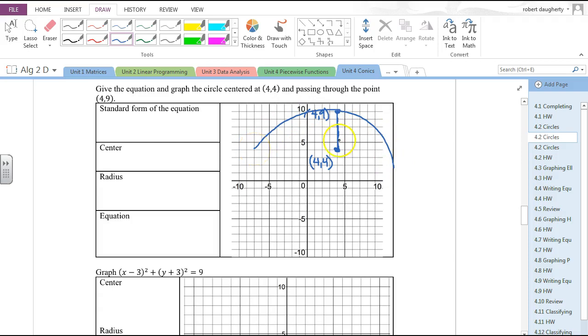So what's the distance? 1, 2, 3, 4, 5. 9 minus 4 is 5. So the radius is 5. The center is 4, 4. My equation for a circle, x minus h squared plus y minus k squared equals r squared. So what's the equation of this circle?